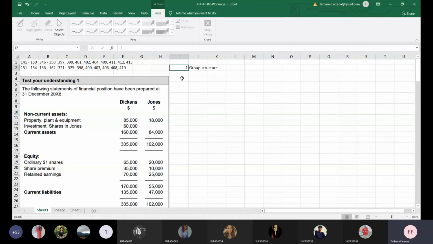Okay, first workings. I'll put it as working. In working note 1, the first one is group structure. Since I don't have the pen right now, it is not working. How in general they will draw.